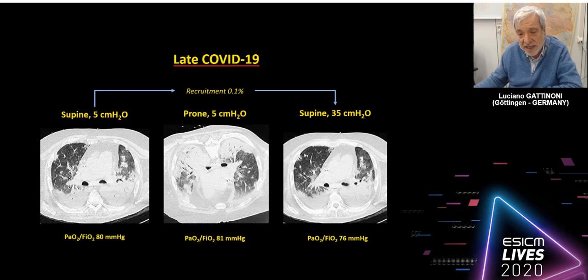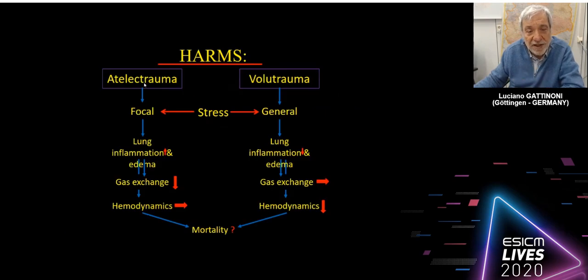Recruitment is 0%. You just see the overinflation here. And look when you put the patient in prone position. All the densities stay up where they were. So don't ask me how much is the recruitability in COVID pneumonia. This question doesn't make any sense. It depends at which moment you observe the patient.